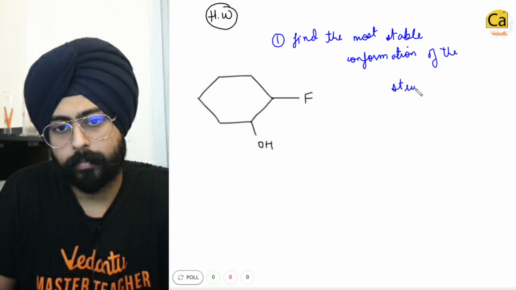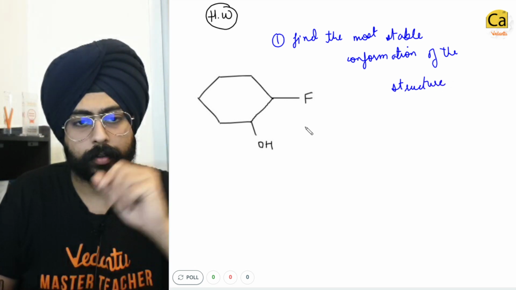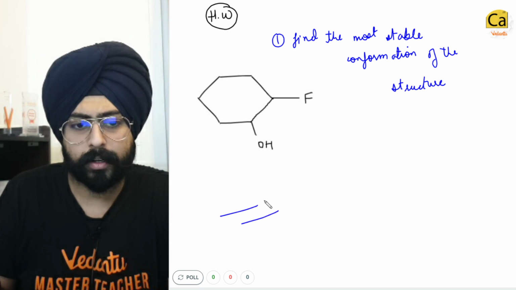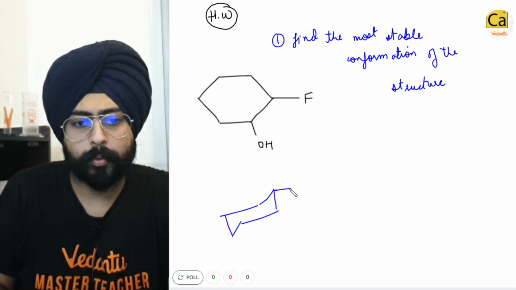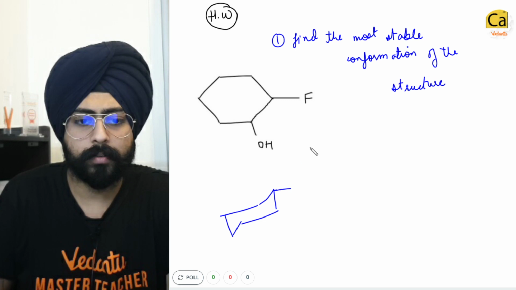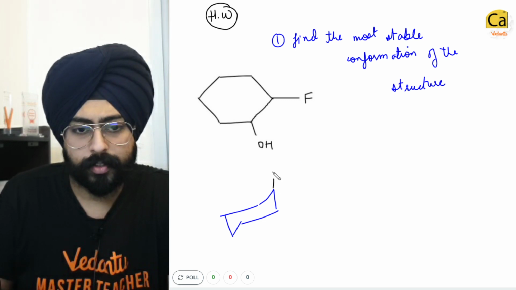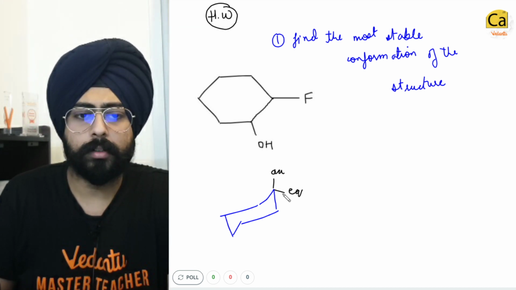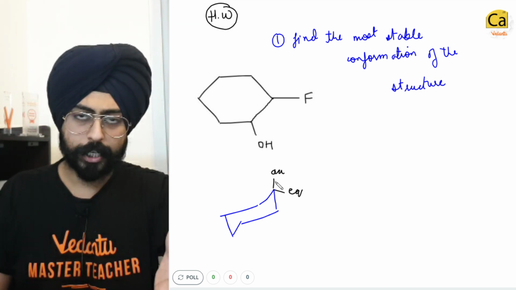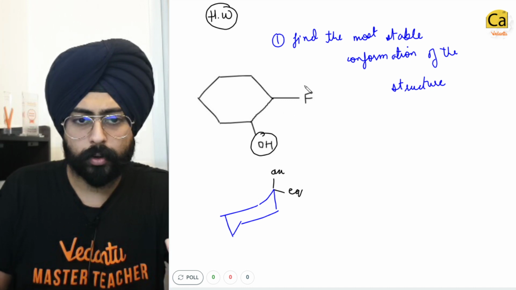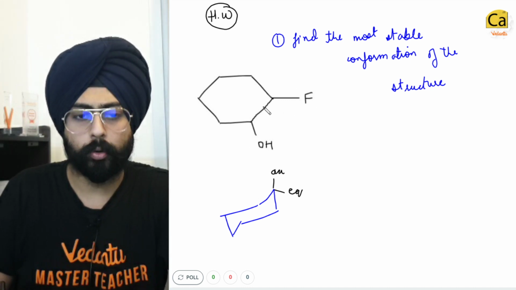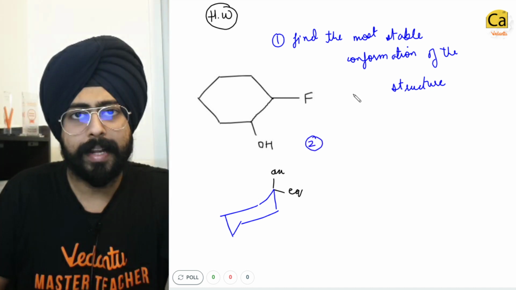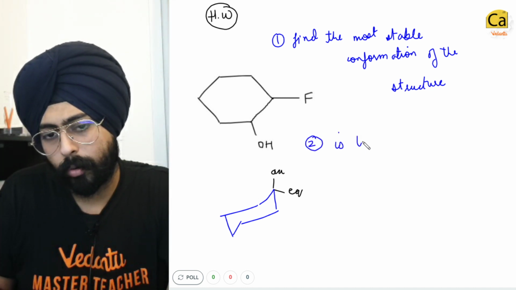First, you have to do that. You know what the stable conformations of cyclohexane are, right? You have axial positions and equatorial positions. Remember, this is my axial position, this is my equatorial position. You have to decide, in the chair form of cyclohexane, where this oxygen and where this fluorine would go. And the second thing you have to decide is whether this compound is optically active.